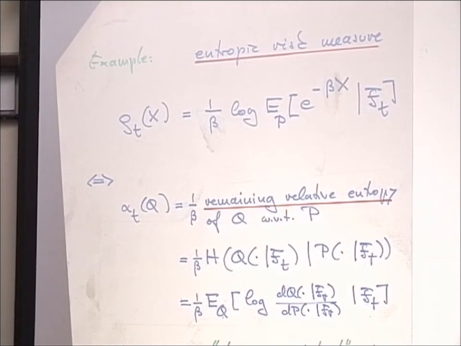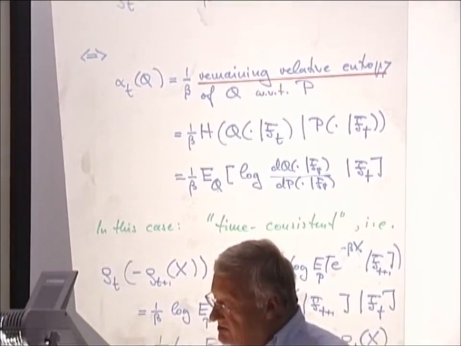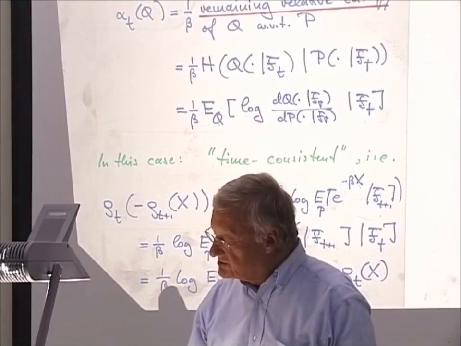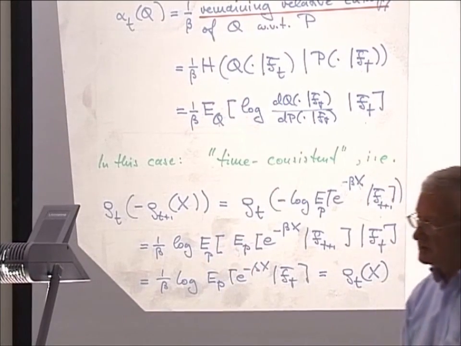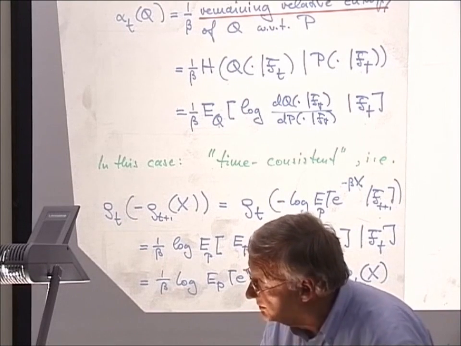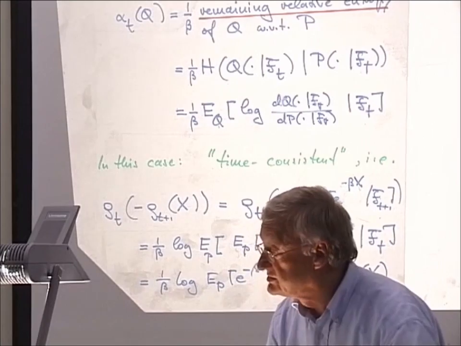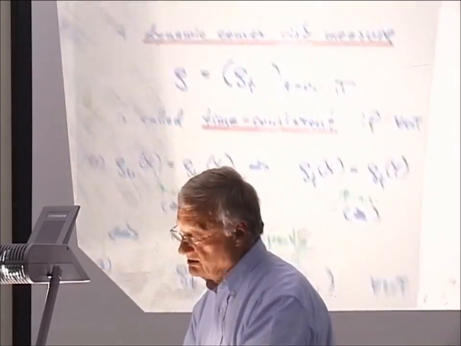So you apply rho t to this quantity. Now if we spell out rho t, you have to take the logarithm, and here's some conditional expectation. And this gives us exactly that, and now by projectivity of the conditional expectation, it reduces to this, and that's exactly rho t of x. So here we see a notion of time consistency, and we see that it's verified by the entropic risk measure.